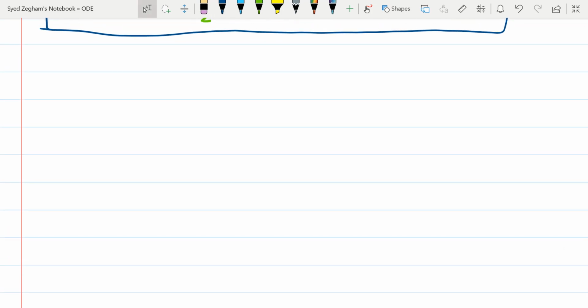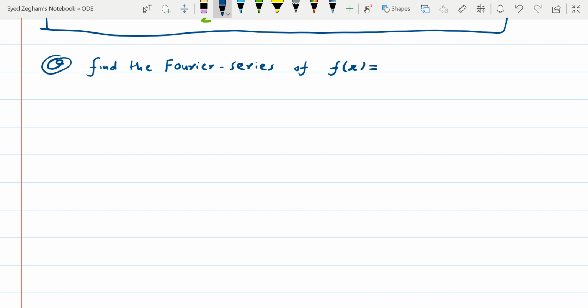So let us take the simplest example, which is: find the Fourier series of the function f(x) = x, and let us say it is defined from minus pi to pi. Okay.